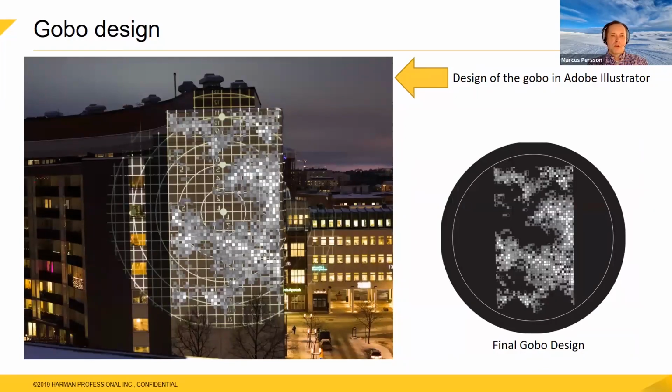Here is the first step after photographing. You bring the picture into Illustrator or another graphical program. You put the grid gobo file in one layer and the photo in the other layer, and you start to adjust and compensate for the projection angle, and also where you need to cut out for windows and so on. After that, you can start working with the actual graphics.